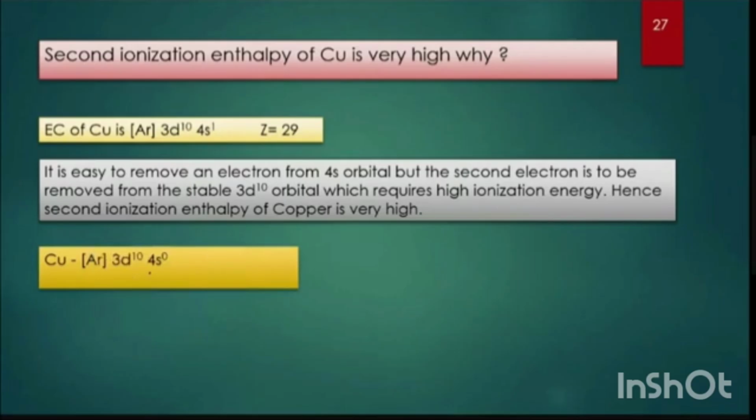That is why the second ionization enthalpy of the copper atom is always very high. Once it loses one electron present in the 4s orbital, the second electron has to be removed from this completely filled 3d10 orbital, which requires a lot of energy. So that is why the second ionization enthalpy of copper is very high.